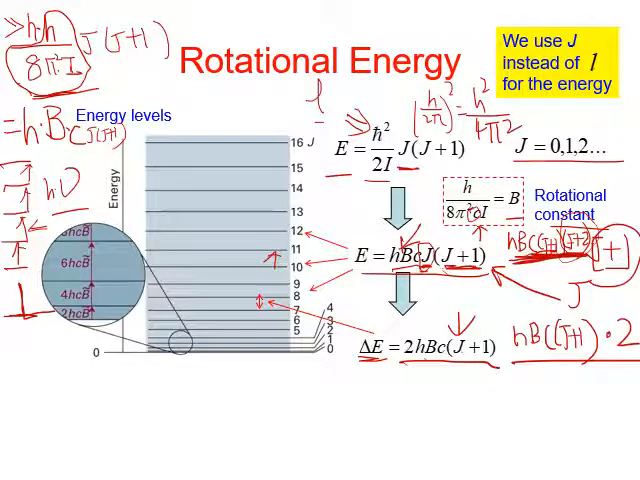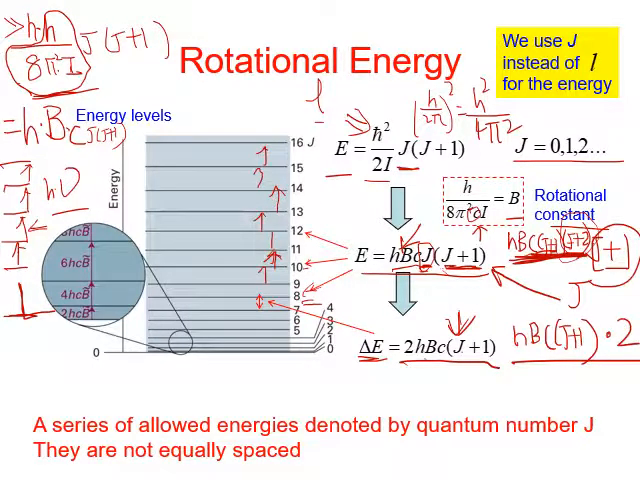So here we show that the energy separation depends on J. At a different energy level, the separation is different. You can see in the diagram, the separation becomes larger and larger. So the separation is not uniform, and therefore you expect to see many frequencies that can be absorbed. Different frequencies of light can be absorbed by rotation. So a series of allowed energies denoted by quantum number J are not equally spaced.